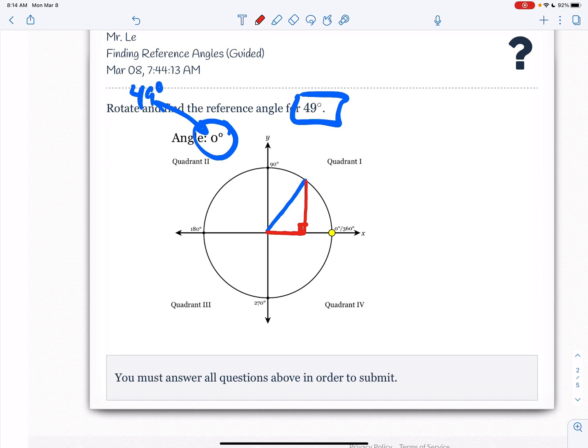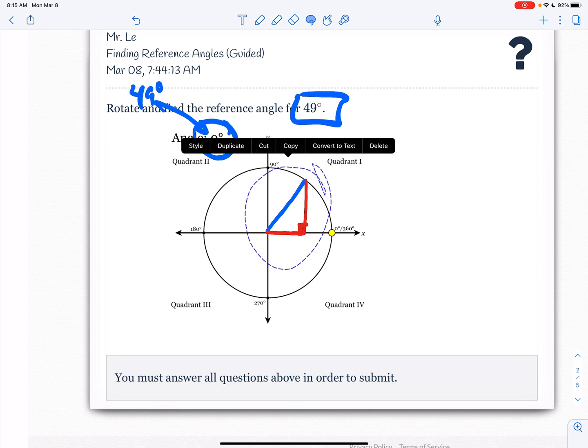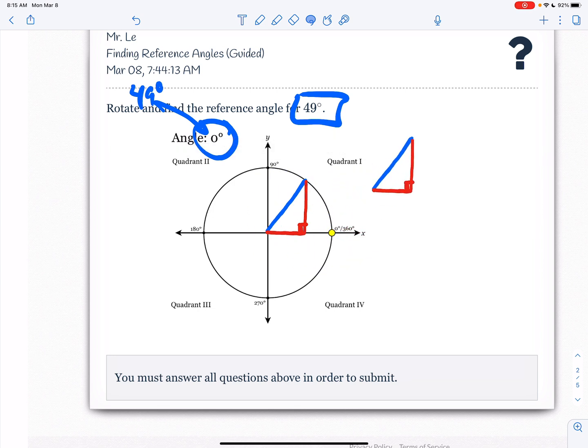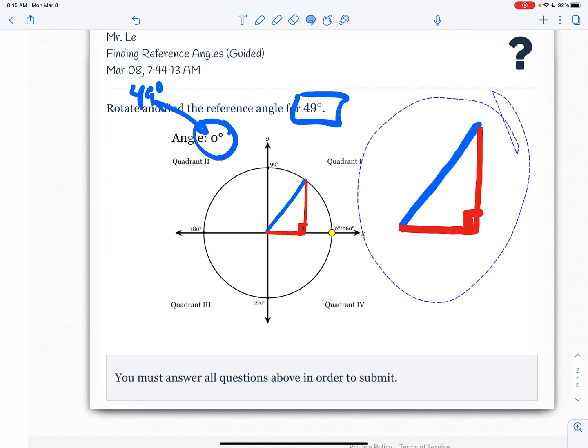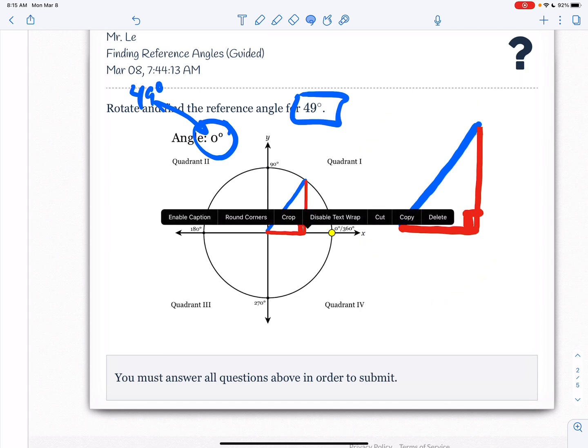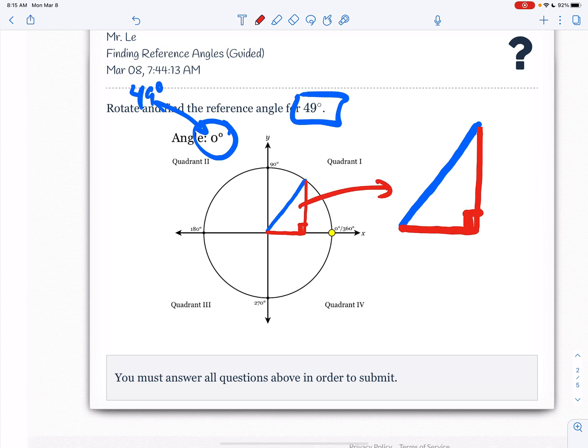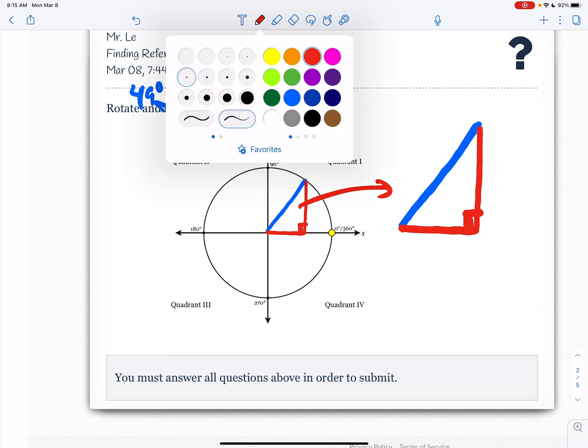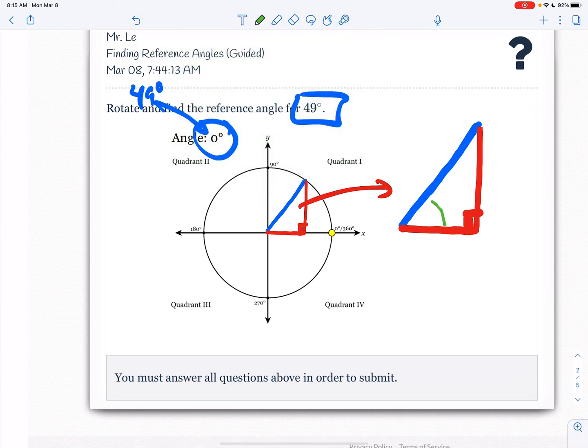So here's the thing. I'm going to make this a little bit larger just so you can see. Let me see if I can duplicate this. Okay. Oh, that's okay. So we'll deal with that. Okay, so I'm just zooming in over here, okay? So it turns out that the amount that I sweeped out was 49 degrees.